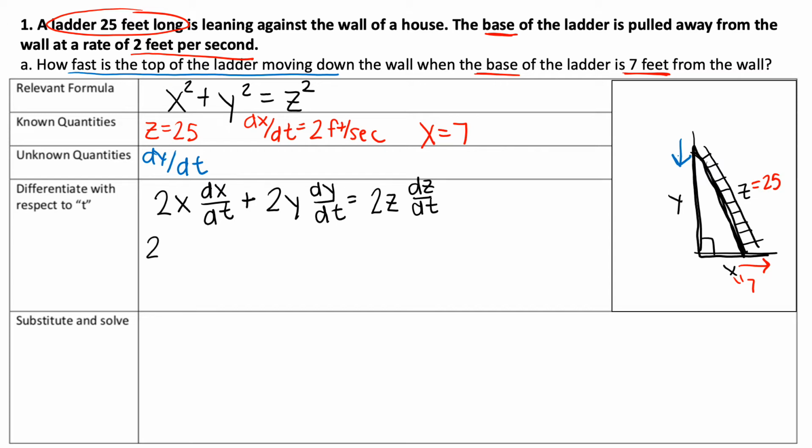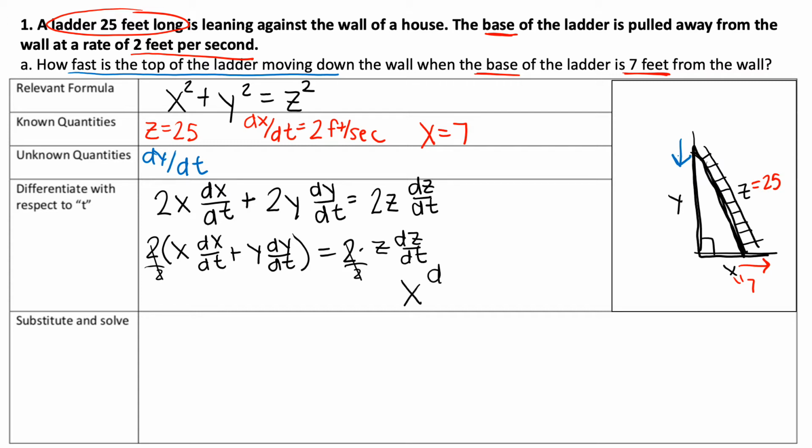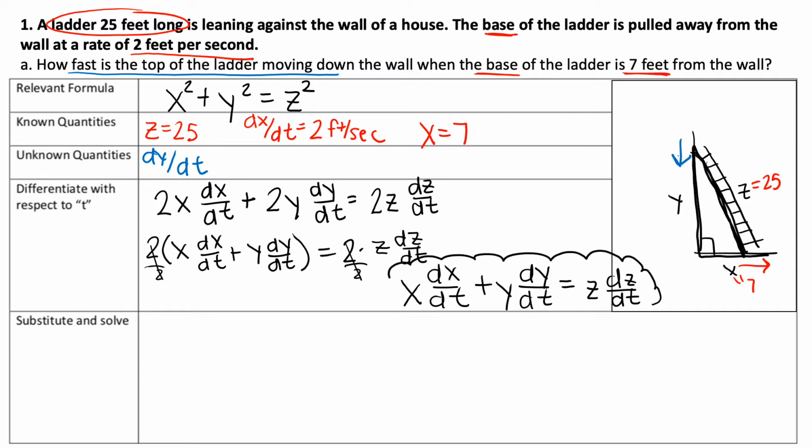And we can leave it like that, or I'm actually going to factor a 2 out of both sides. So I have 2 times x dx/dt plus y dy/dt equals 2 times z dz/dt, which means I can divide and cancel out those 2's. So I'm going to be using the differentiated formula as x dx/dt plus y dy/dt equals z dz/dt. And I'm just going to cloud that so I don't lose it.